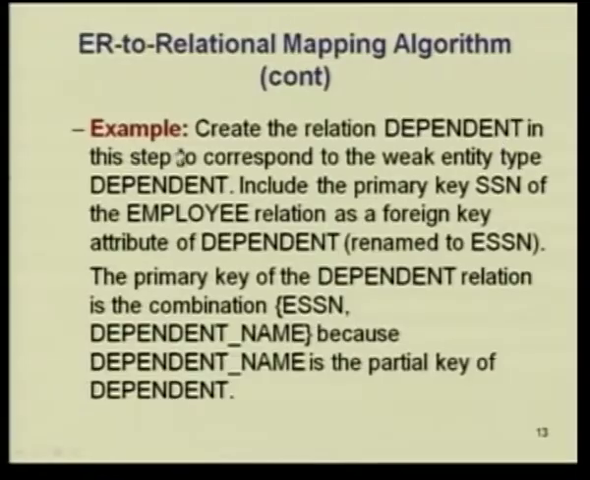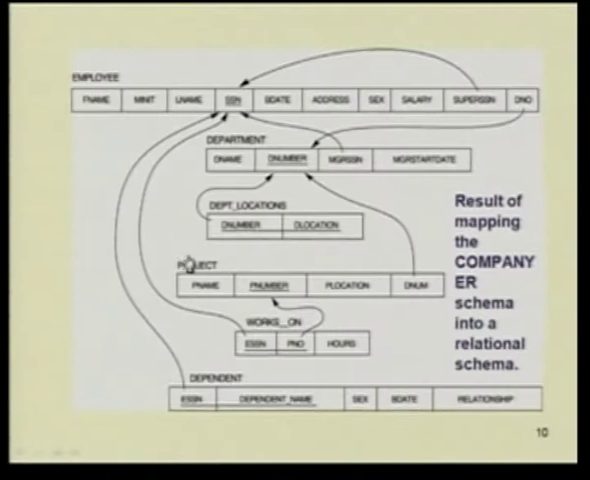So, let us take an example again. Create the relation dependent in this step to correspond to the weak entity type dependent. Include the primary key SSN of the employee relation, employee being the owner of the weak entity type dependent, as a foreign key attribute of dependent. We will rename this as ESSN. So, the primary key of the dependent relation is the combination of ESSN and dependent name. Dependent name is the partial key associated with the dependent relation.